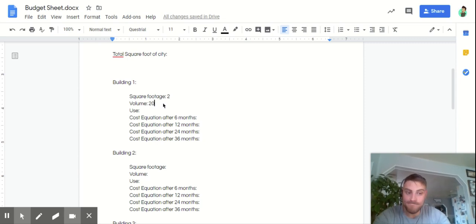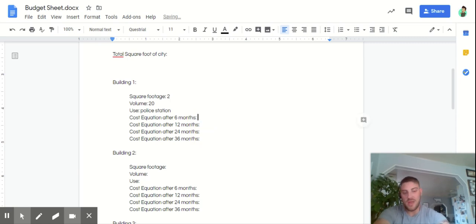And that's easy enough. The use would just be the name of the building. So it's a police station. And then the cost equation. So how much does a police station cost? Well, a police station, I believe, costs $5,000. $5,000, right? Well, how much would it be after 6 months? Well, 1 month was 5,000. So what's 5,000 times six? It's 30,000. And then you just multiply by 12, multiply by 24, and multiply by 36.